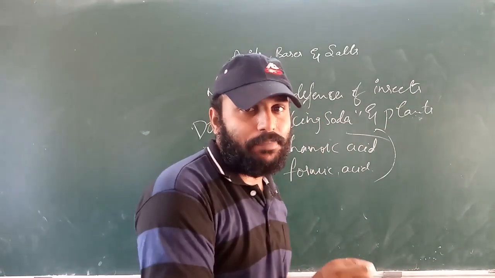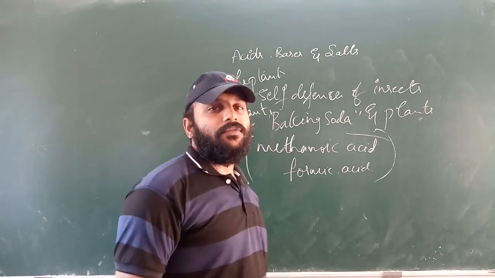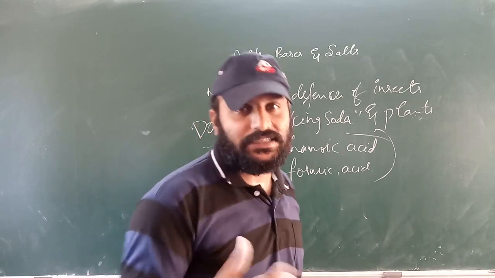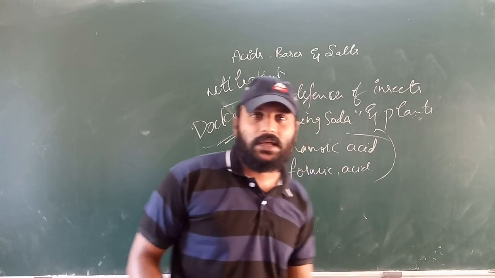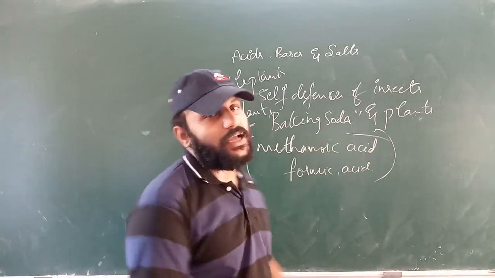It is a basic plant. So if you apply the leaf of that dog plant in that region where the nectar plant has injected the methanoic acid, we can decrease the pain of that acidity. Understood? This is the self-defense of insects and plants. And so these are the importance of pH in everyday life.